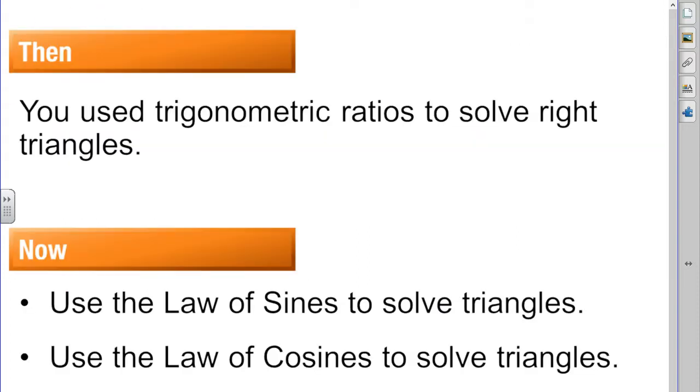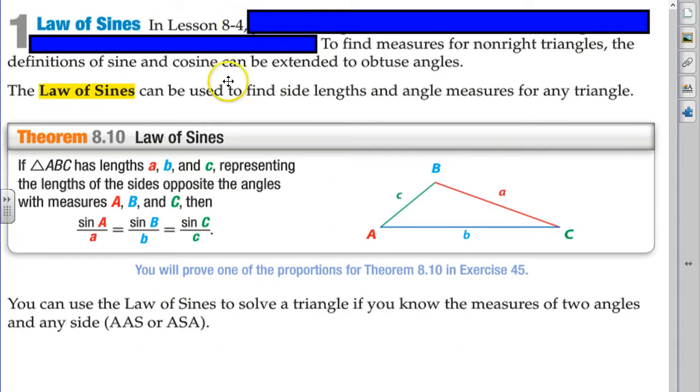So, we've used trigonometric ratios to solve right triangles. Now we're going to use the law of sines and the law of cosines. Now for this video, all we're going to do is basically set them up. I'll worry about solving in class. I think it's enough work just to get the idea of how it works. And once you can do that, it's just a matter of a little bit of algebra.